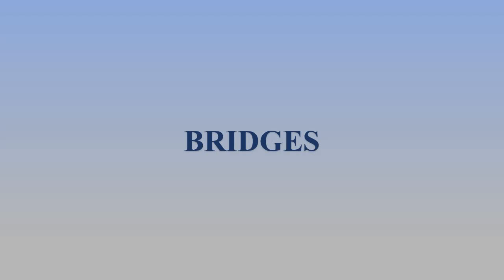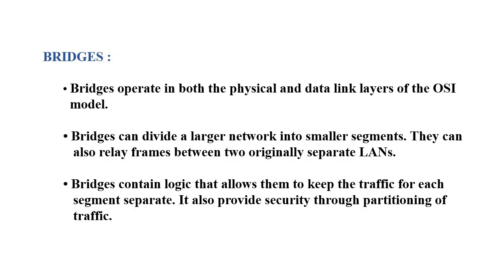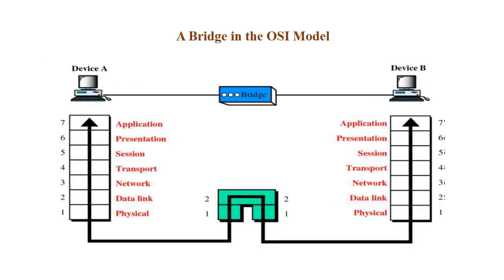The second networking device is the bridge. Bridges operate in both the physical and data link layers of the OSI model. Bridges can divide a larger network into smaller segments. They can also relay frames between two originally separate LANs. Bridges contain logic that allows them to keep the traffic for each segment separate. It also provides security through partitioning of traffic.